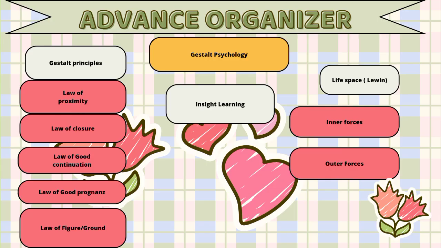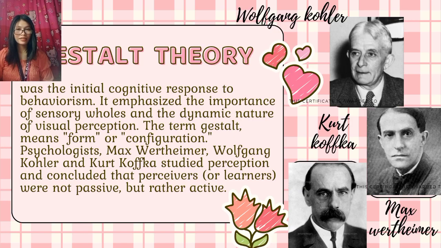We have here the advanced organizers of Gestalt psychology. In Gestalt psychology, there are three components: the Gestalt principles, which have six concepts, then insight learning, and the last one, the lifespan, which has three concepts. Gestalt theory has three proponents, or three developers.